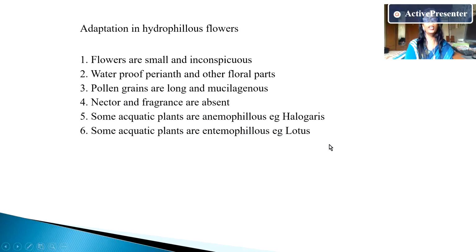Then what are the adaptations in hydrophilous flowers? Flowers are small and inconspicuous. Waterproof perianth. Perianth is the outermost two whorls; instead of calyx and corolla, we can say the perianth and other floral parts. Pollen grains are long and mucilaginous. Nectar and fragrance are absent. Nectar means honey. Some aquatic plants are anemophilous, example Halophila. This is the exception case. Some aquatic plants are entomophilous, meaning insect pollinated flowers, example lotus. So these are the adaptations in hydrophilous flowers.